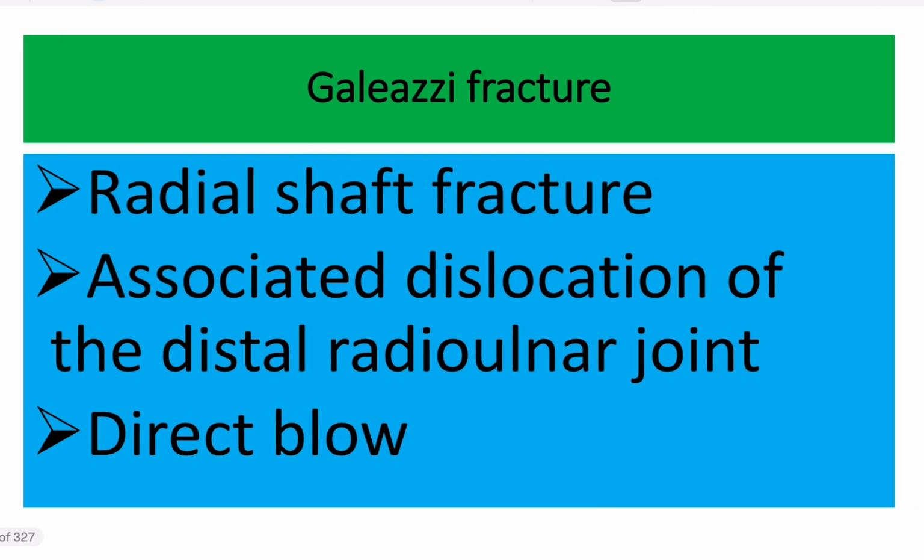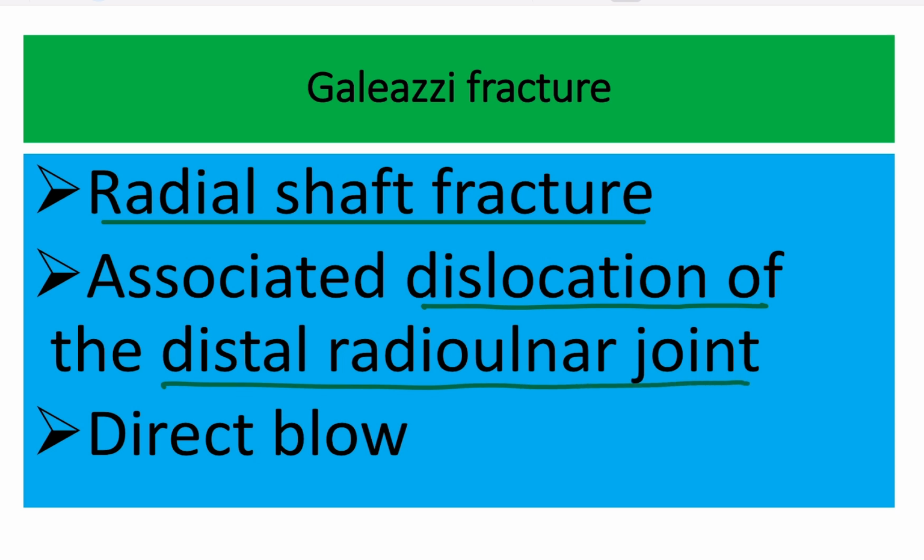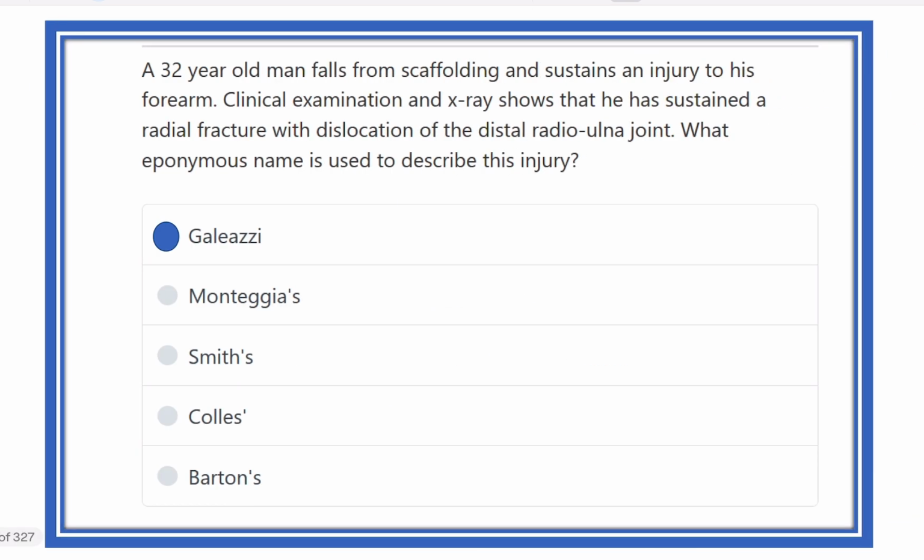And the Galeazzi fracture, so what is the Galeazzi fracture? It is a radial shaft fracture with associated dislocation of the distal radioulnar joint, which is caused by a direct blow. So what is our answer? Our answer is the Galeazzi fracture. In the Galeazzi fracture, there is a radial fracture with dislocation of the distal radioulnar joint.